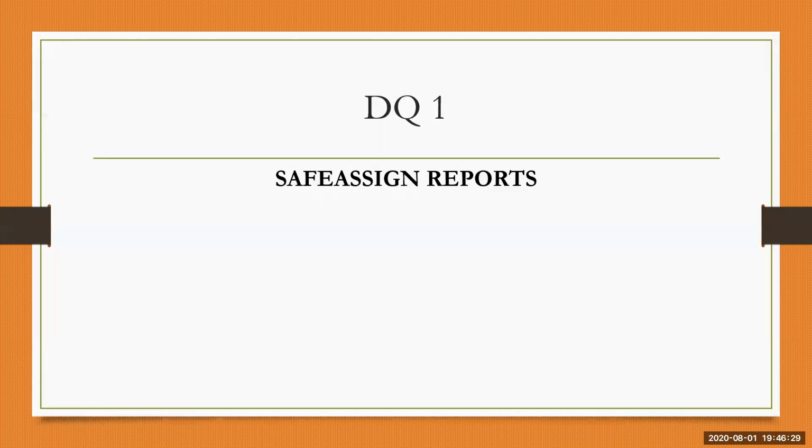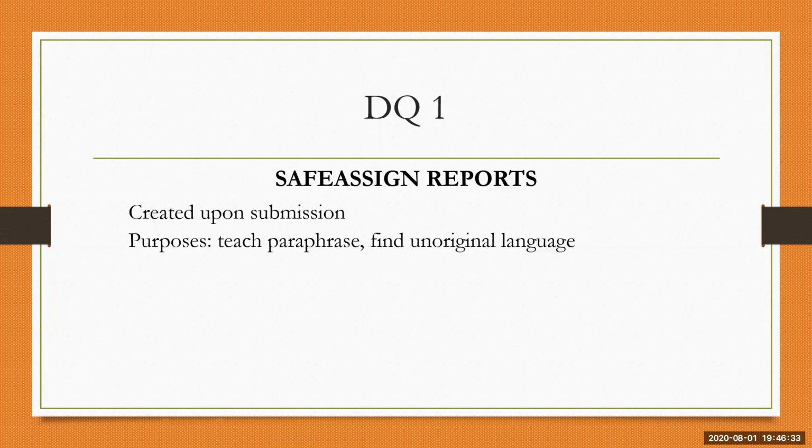The idea here is that once you have submitted your paper or your assignment, a safe assign report is created that will help you to learn to paraphrase, and it will find, of course, the unoriginal language. This is a very useful tool, both for the student and for the instructor. The report actually just highlights the unoriginal language that it finds, and it will find it.